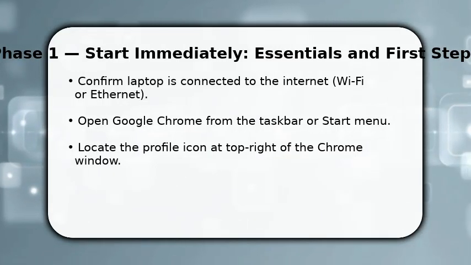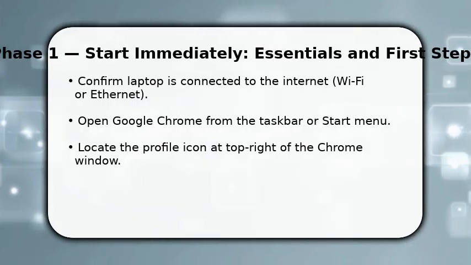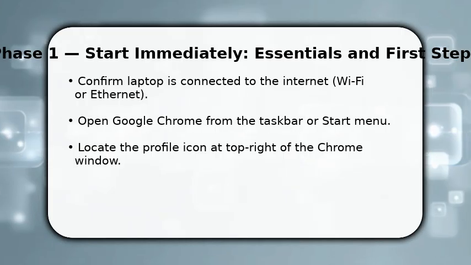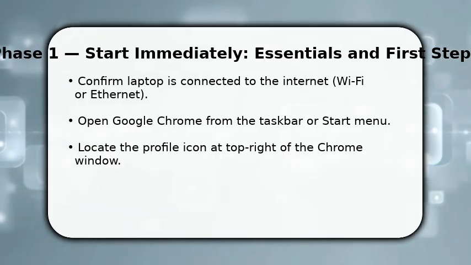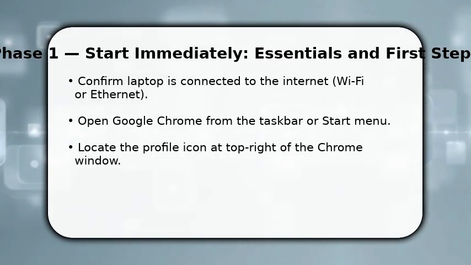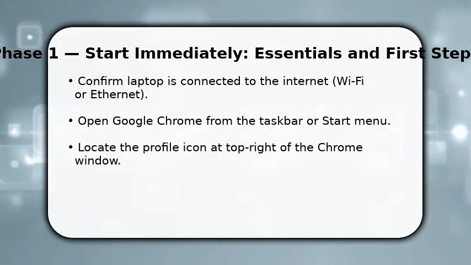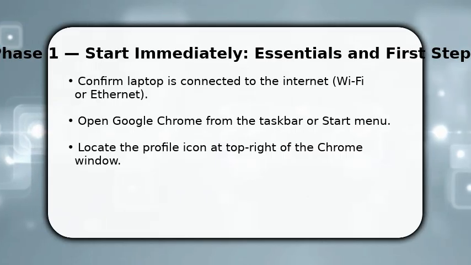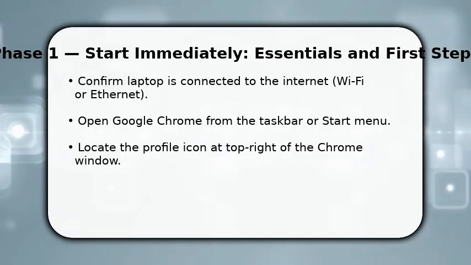Next, look at the profile circle in the top right corner. This is where Sign In begins. You tap that icon, and a small panel appears giving sign-in options. This step prepares Chrome to link to your Google account, so you can save passwords, bookmarks, and settings across devices.